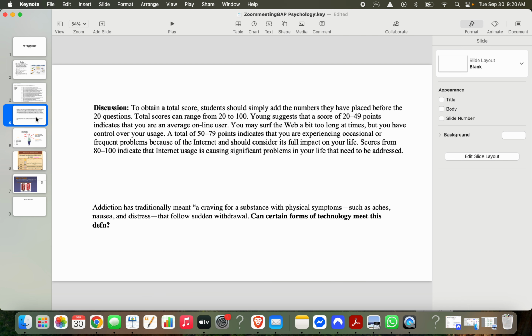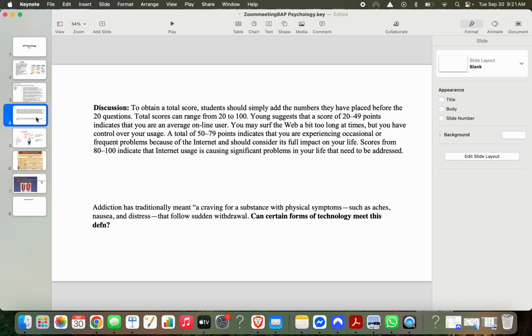And so here is how you will score it. You should simply add the numbers that you placed on the 20 questions. Total scores are from 20 to 100. The researchers suggest that 20 to 49 means you are an average online user. You may surf the web a bit too long at times, but you have control over your usage. A total score of 50 to 79 indicates you're experiencing occasional or frequent problems and should consider its impact on your life. And 80 to 100 says that maybe these are causing significant problems in your life.